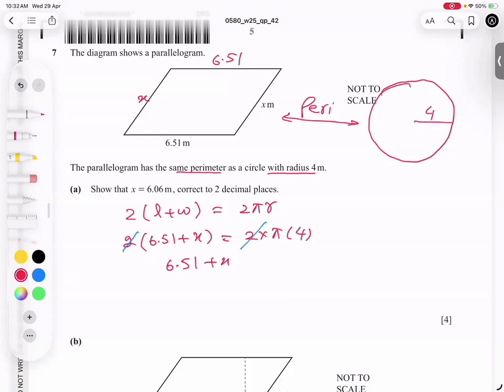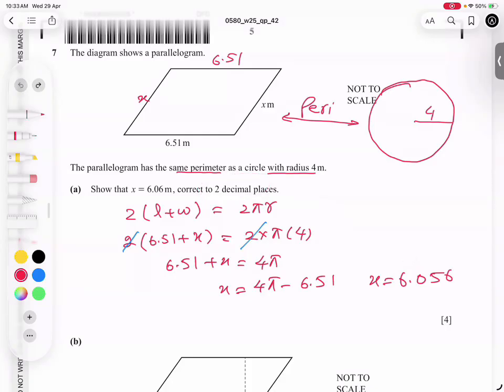6.51 plus x equals 4 pi. Now students, this 4 pi and minus 6.51. So now the rest is typing in the calculator. And if I type it in, I'm getting here, students, x is equal to 6.056.